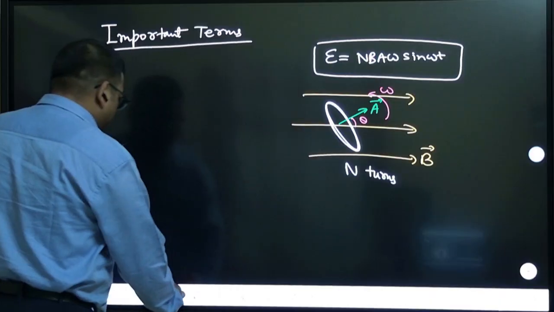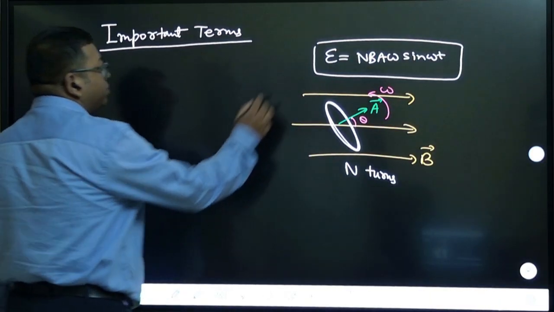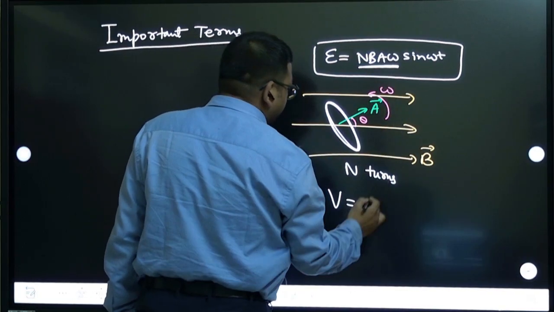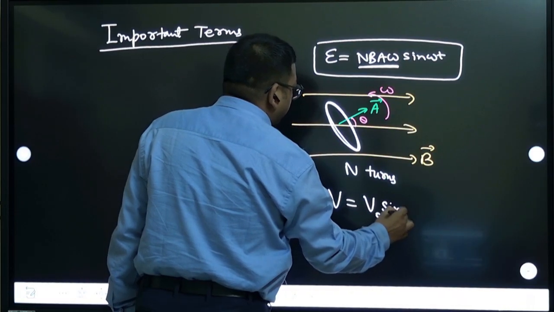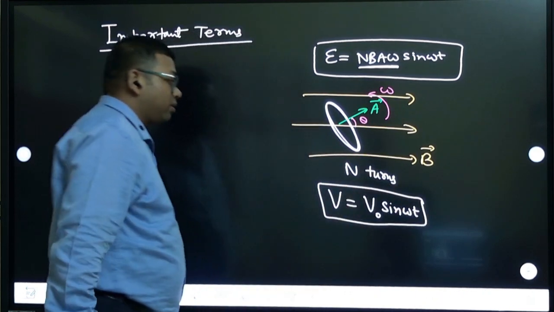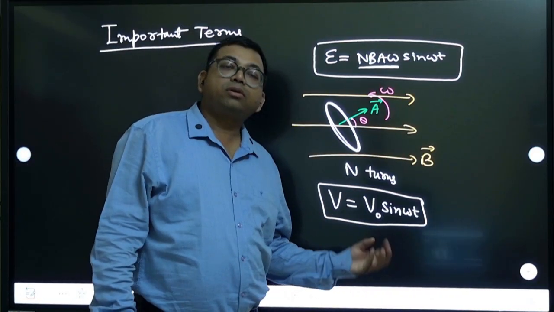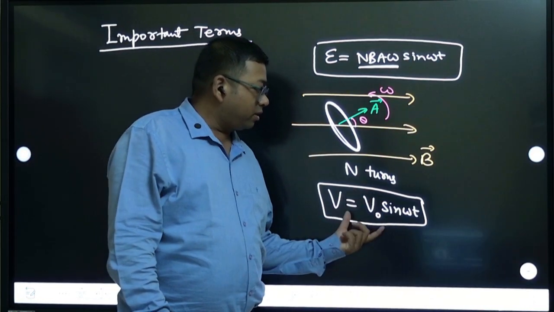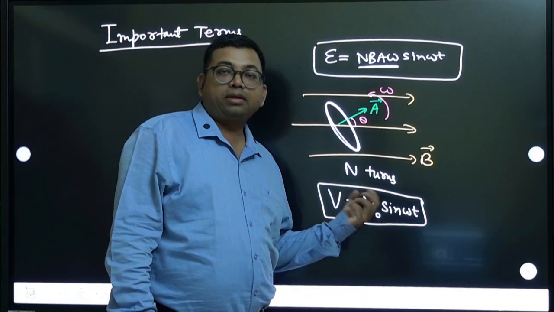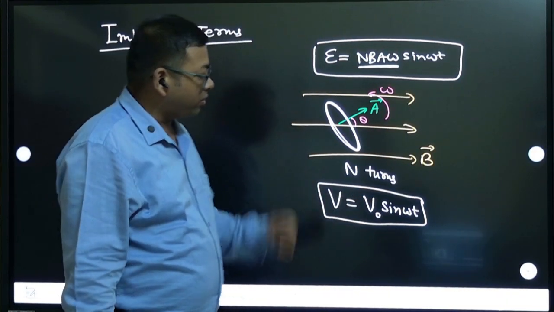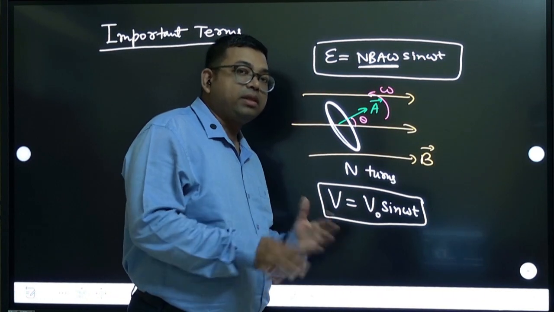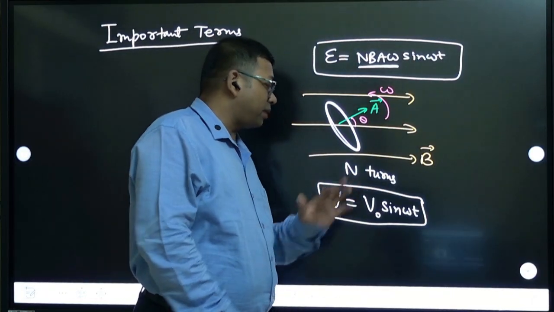Now you need to note that this EMF induced I can write as voltage V, and this NBA omega I can write as V naught, and this is sine omega t, right? So this type of classical function, which is a sinusoidal function, or it can be a cos function, is a standard alternating function. Sine graph we already know. This type of sinusoidal function you will see in this chapter. This chapter will be full of this type of function.